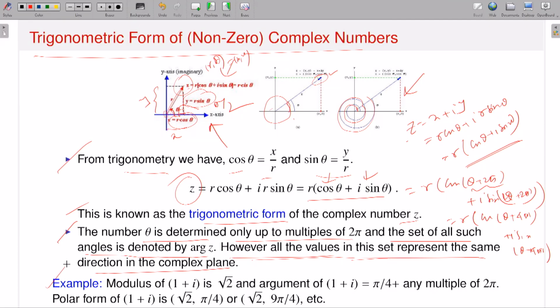So one example I have done. The modulus part is trivial, for 1 plus i, you just calculate it. But what is the argument of 1 plus i, according to your formula?